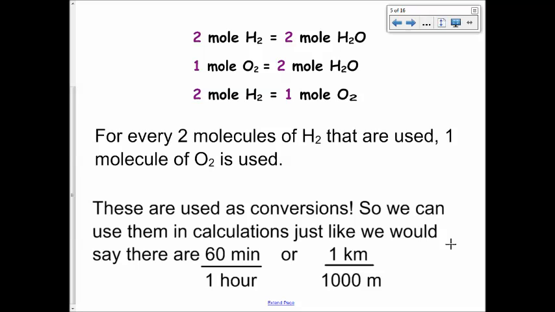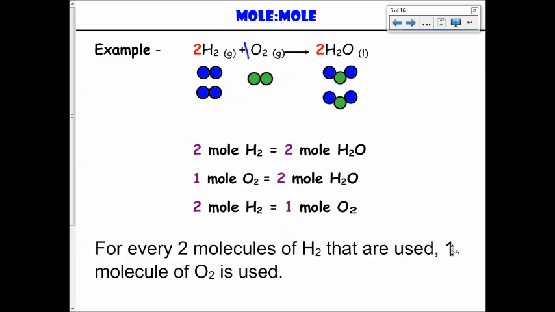These are conversions, just like everything else we've done. So we can use them in calculations just like we would say there are 60 minutes in an hour or 1 kilometer in 1,000 meters. I can say that I need 2 moles of hydrogen to produce 2 moles of water. Or I need 1 mole of oxygen to produce 2 moles of water. Or I need 2 moles of H2 to react with 1 mole of oxygen. So basically, when we say our mole-to-mole ratio, we're looking at our coefficients.